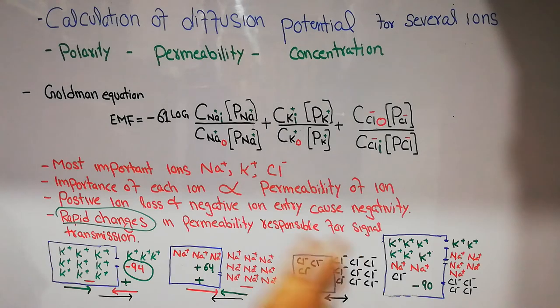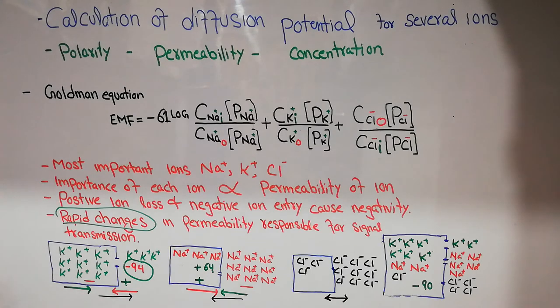As far as chloride is concerned, it will not contribute much towards the membrane potential because the permeability is very low. The permeability of potassium is very high. The permeability of sodium is there, but it's less than potassium, and then the permeability of chloride is almost negligible.